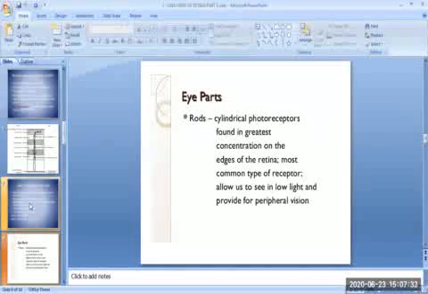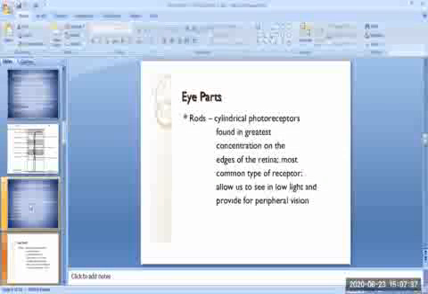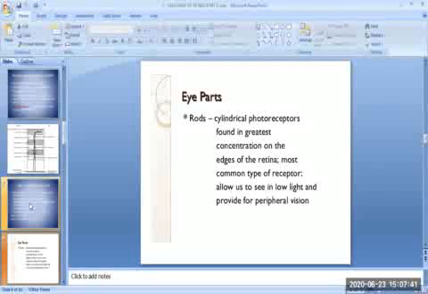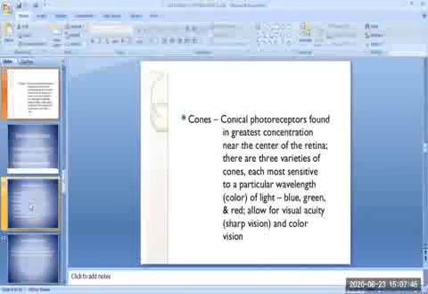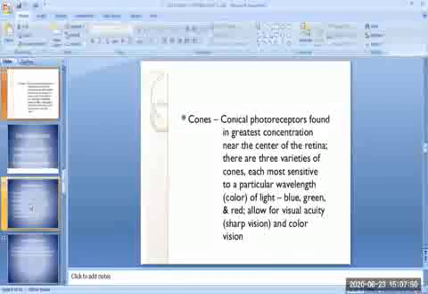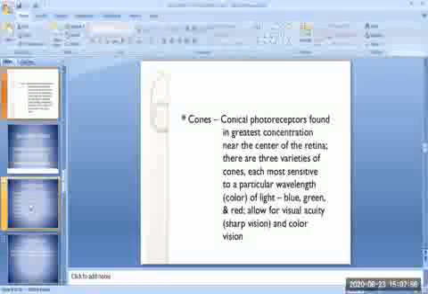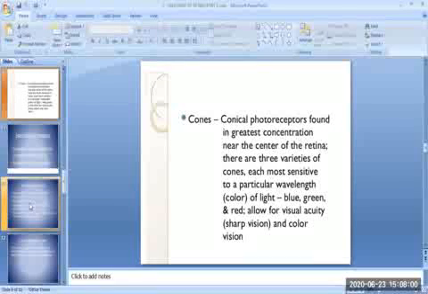The rods are the cylindrical photoreceptors found in the greatest concentration on the edges of the retina. They are the most common type of receptor, allow us to see in low light and provide peripheral vision. The cones are the conical photoreceptors found in greatest concentration near the center of the retina. There are three varieties of cones, each most sensitive to a particular wavelength of light: blue, green, and red, allowing for visual acuity and color vision.